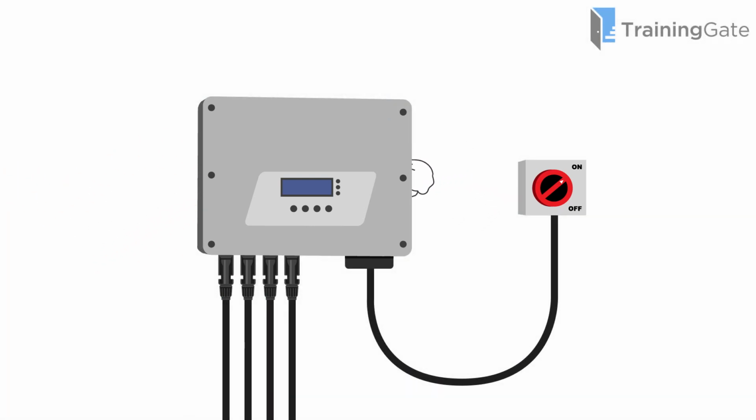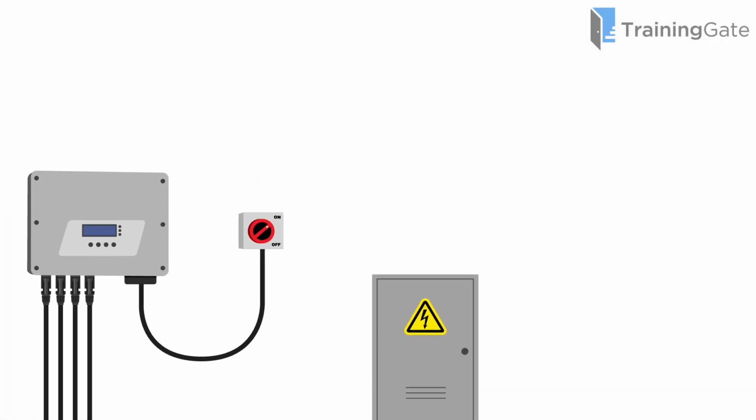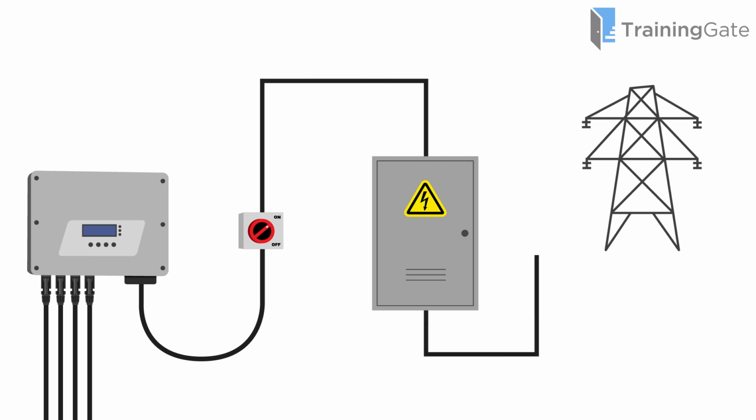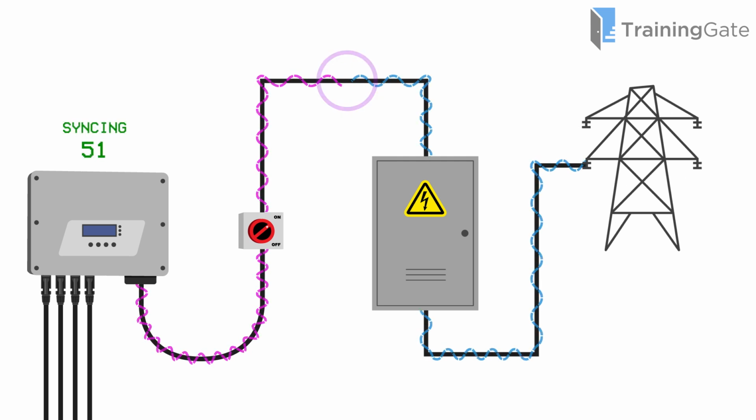Grid interactive PV systems must synchronize their output with the utility grid to ensure a smooth and safe transfer of power. This synchronization involves matching the system's voltage, frequency, and phase with that of the grid.